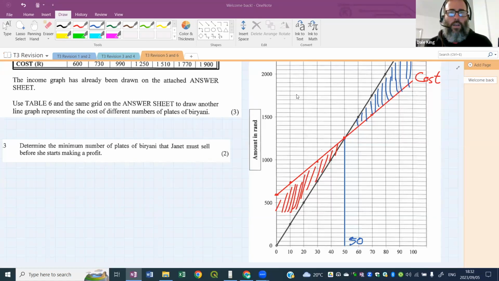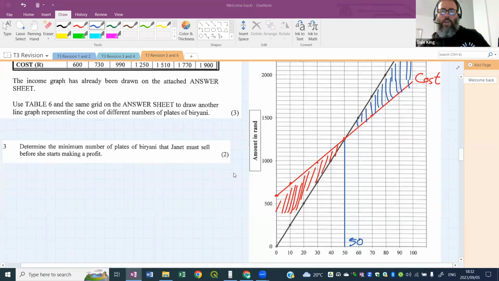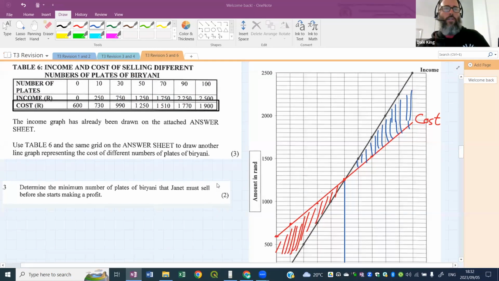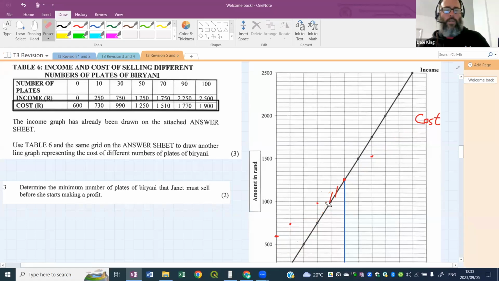All right, I'll repeat this quickly. When you have total costs and income plotted on one graph, they're going to have two lines, as you know. And in this case here, our two lines cross each other.